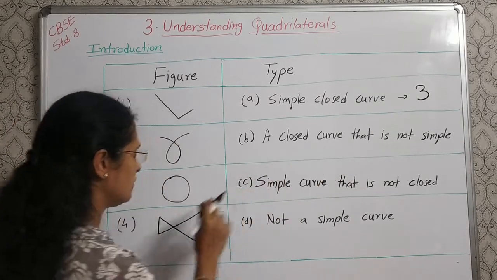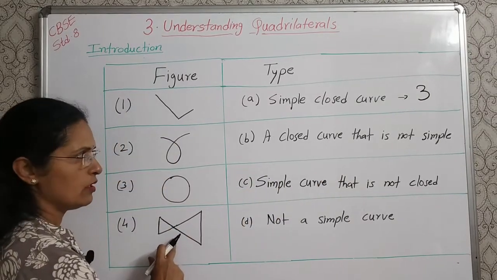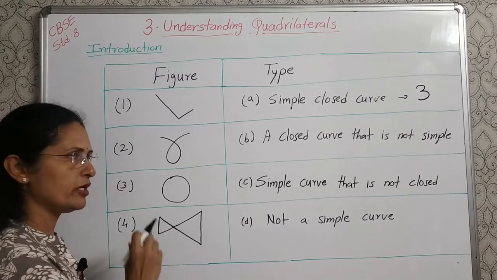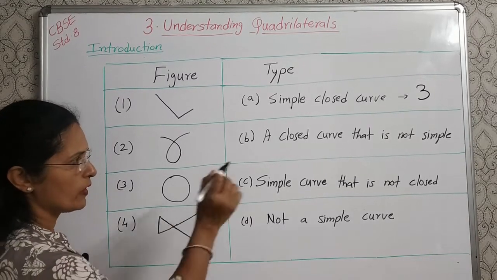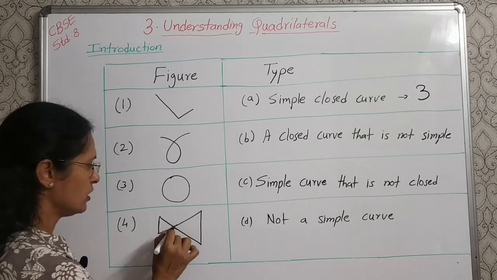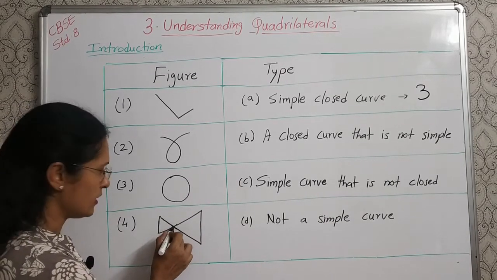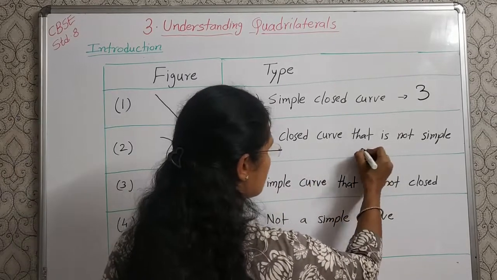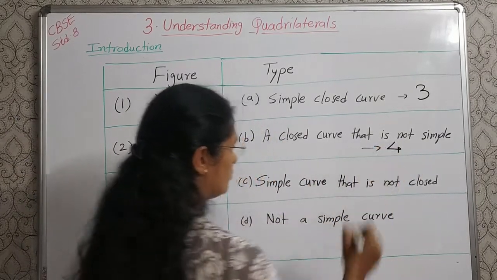A closed curve. It is a closed curve because we don't know the starting and ending point, and even the starting and ending point is at the same place, and it is not simple because this point is retracing. Here it is overlapping. So B matches with figure 4.